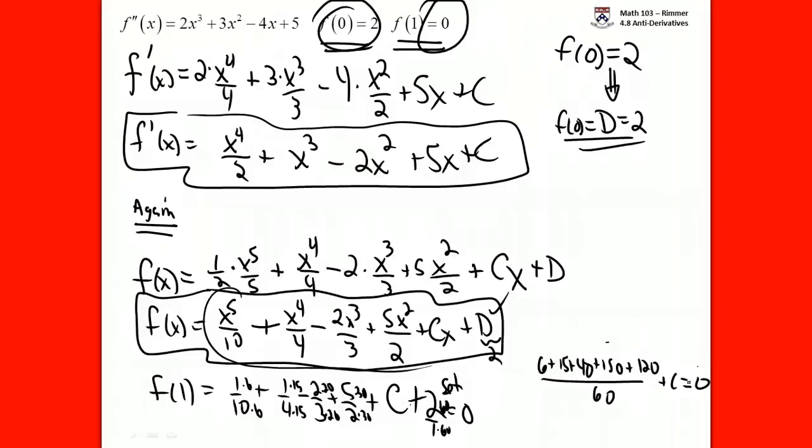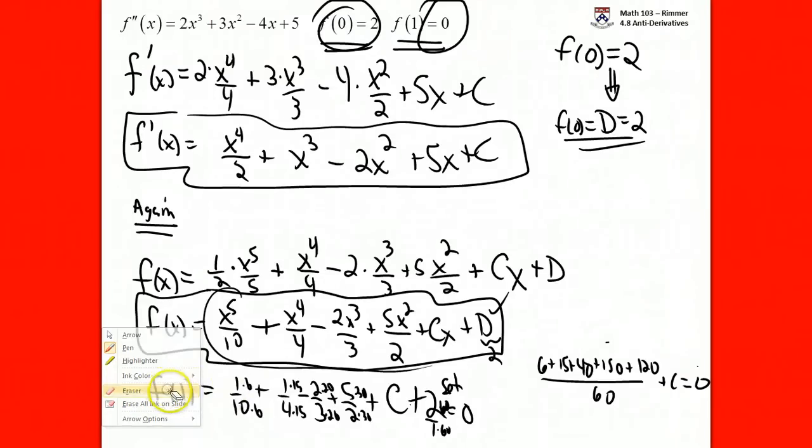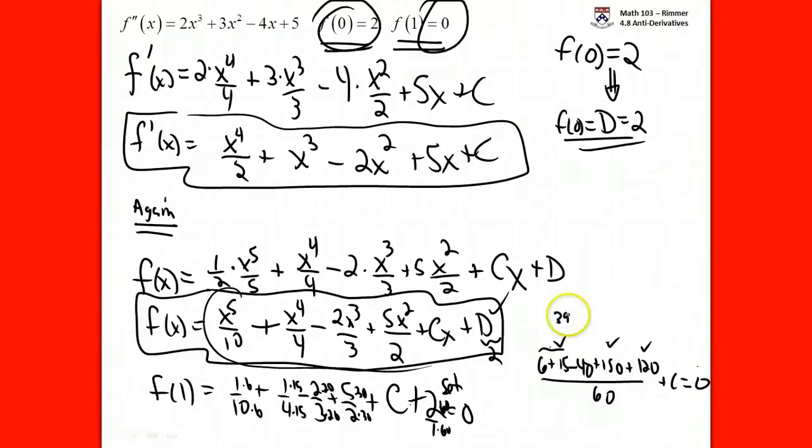Oh, there was a minus in there? Oh, that was on purpose. Just check it. Okay. All right, who's all the positive? 150, 120, 21. I don't know, what's that? 391. Take away 40. Whatever. That's what it is. 351 over 60. C is the negative of that.